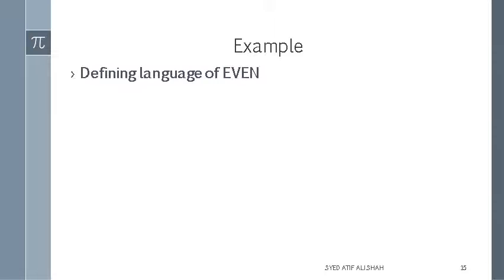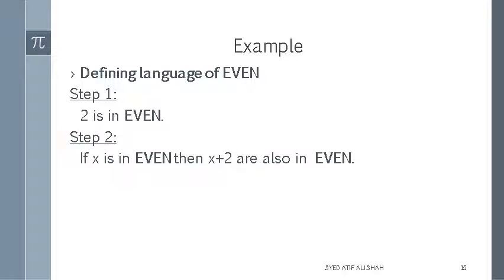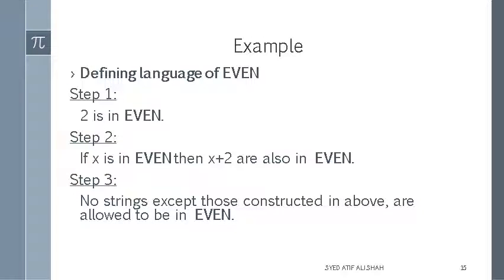Now we will have another example, defining the language of even numbers. In even, step number 1: 2 is an even number. Step number 2: let's say x is an even number, then x plus 2 is also an even number. Step number 3: no number other than those generated above belongs to the even numbers.